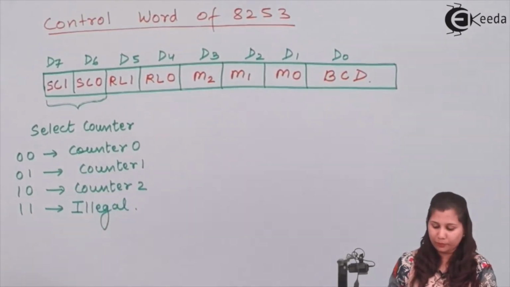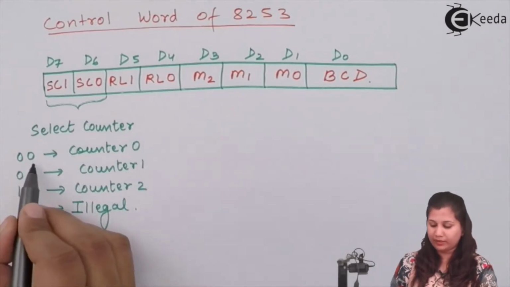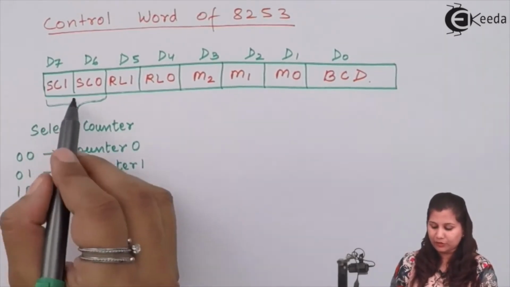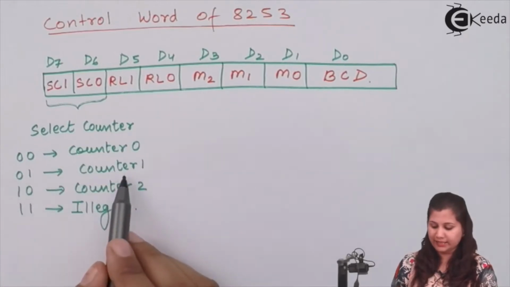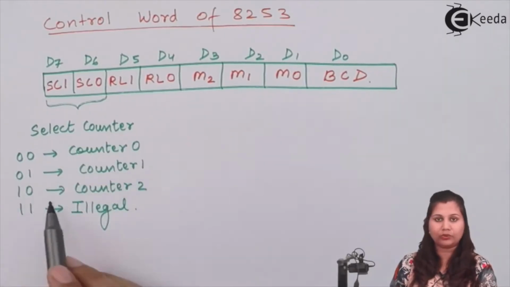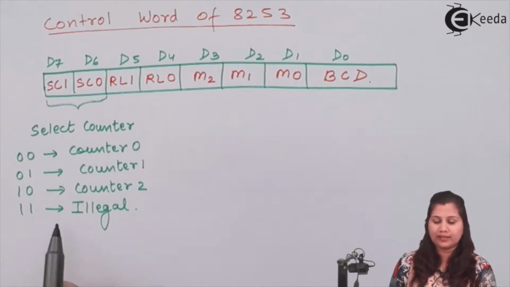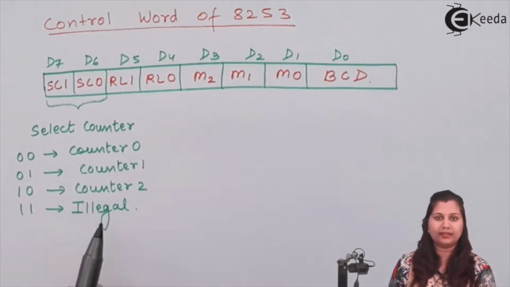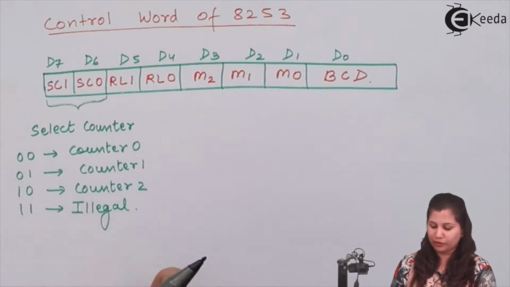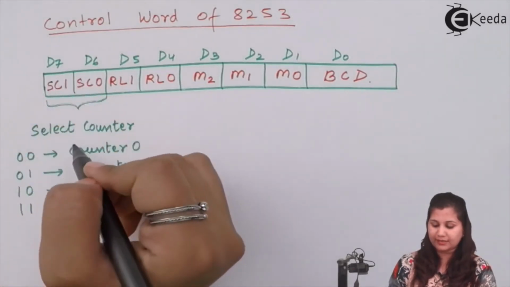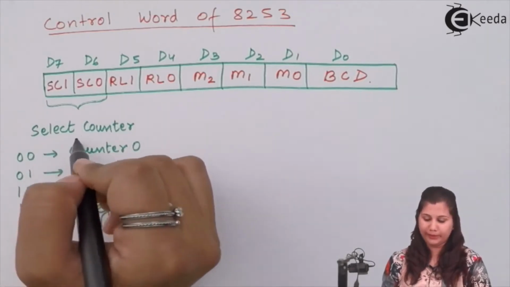So when these two bits are 0 0, then counter 0 is selected. If these bits are 0 1, then counter 1 is selected. If it is 1 0, then counter 2 is selected. And when it is 1 1, then these bits are illegal. It will not work in any of the modes. So these D7 and D6 are the select counter bits.